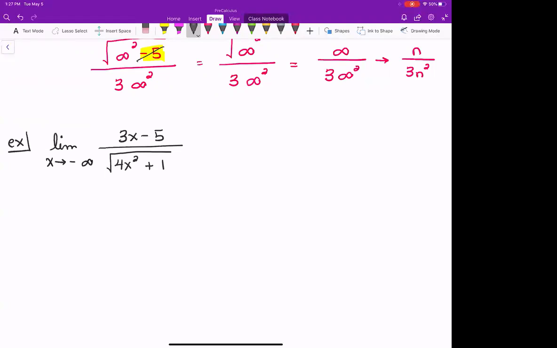All right, this one's a little tricky. If you didn't get it right, again, I'm going to go with that whole quote unquote plugging in. So I'm going to have 3 times infinity minus 5 over the square root of 4 times infinity squared plus 1. Now remember, saying plug in infinity is really not mathematically correct, and there are people who would not be happy with me saying that. But it's just to get your mind thinking about this.